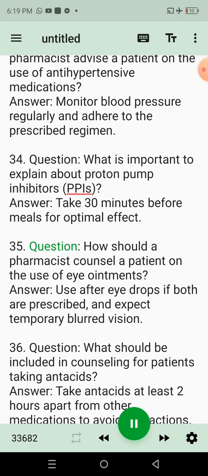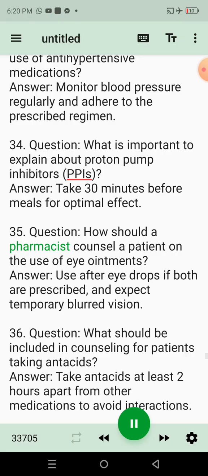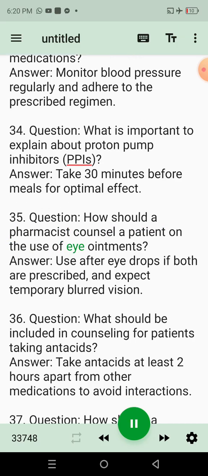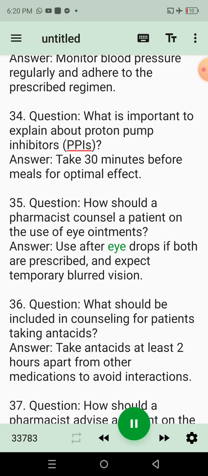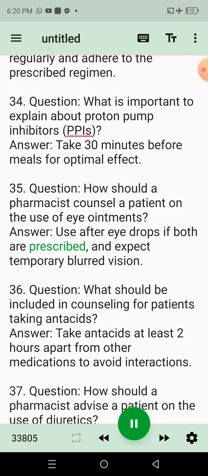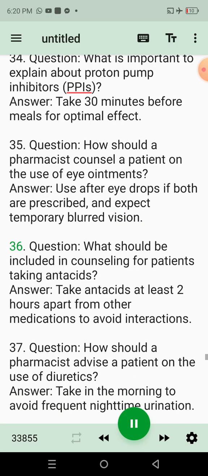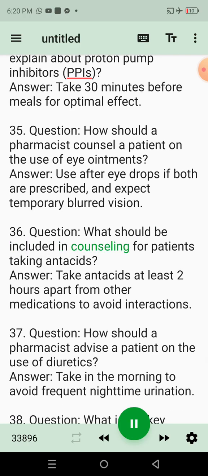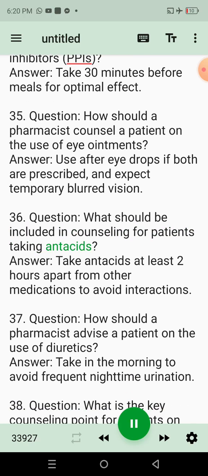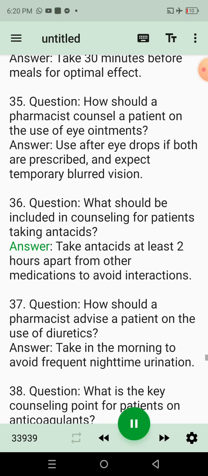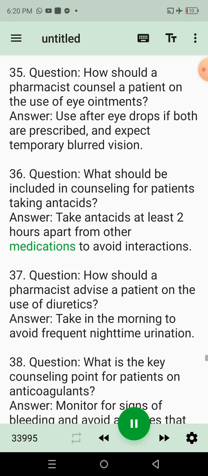35. Question: how should a pharmacist counsel a patient on the use of eye ointments? Answer: use after eye drops if both are prescribed, and expect temporary blurred vision. 36. Question: what should be included in counseling for patients taking antacids? Answer: take antacids at least 2 hours apart from other medications to avoid interactions.